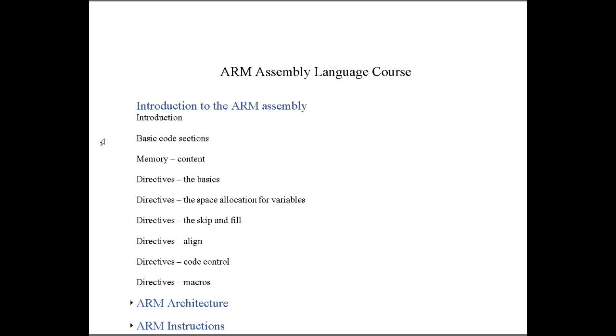ground up, and I have no assumption that you have previous knowledge about the directives, for example, so we'll go ahead and get started from the basics, okay? So we'll talk about different sections of the code, what they mean and how they actually affect our program. We'll talk about memory content. We'll talk about directives, specifically three basic ones, and then we'll talk about how to allocate space for variables and how to skip and fill content in memory.